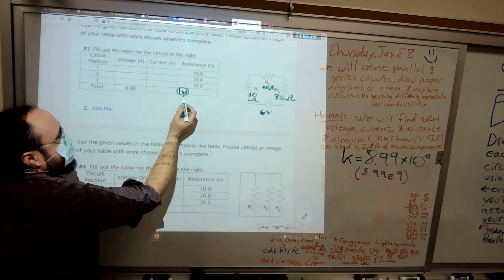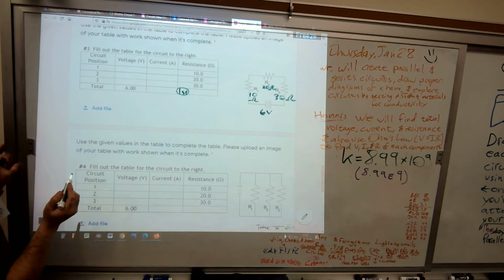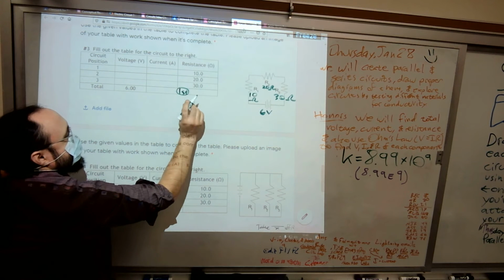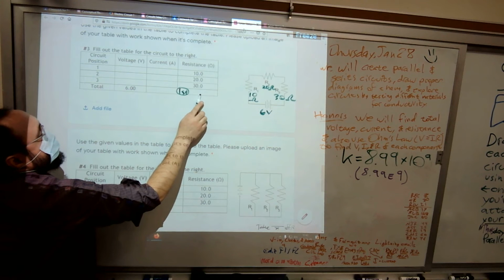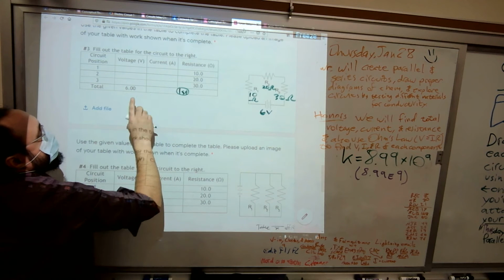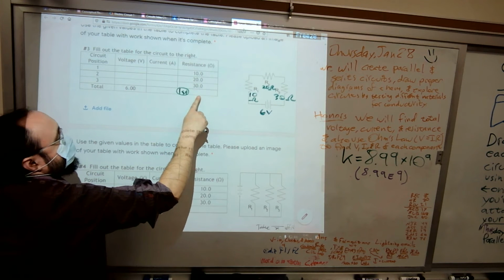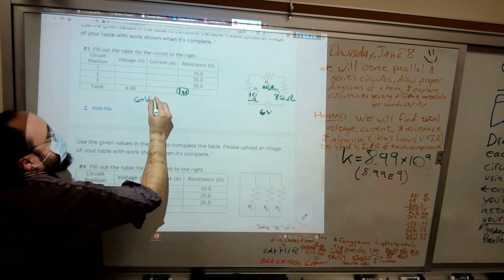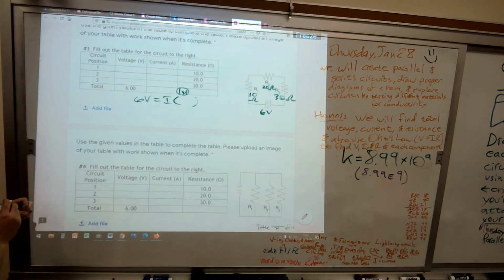So you'll do that box first. This is a series circuit, so total resistance is calculated by just adding them up. So you'll add these up, 10 plus 20 plus 30, put that right there. After that, use V equals IR by plugging in 6 for V and that total for R, and then solve for I, like this.